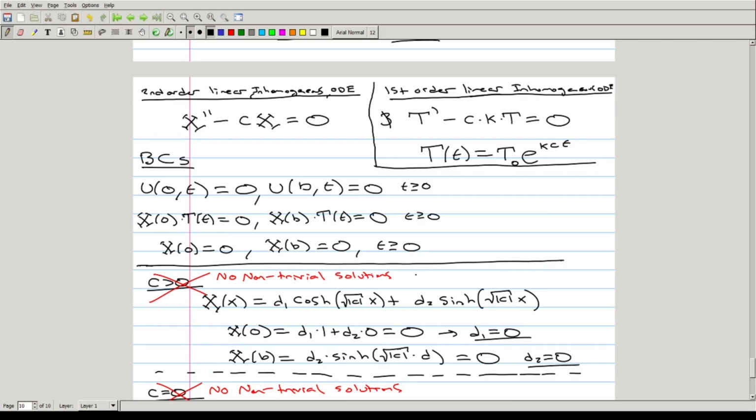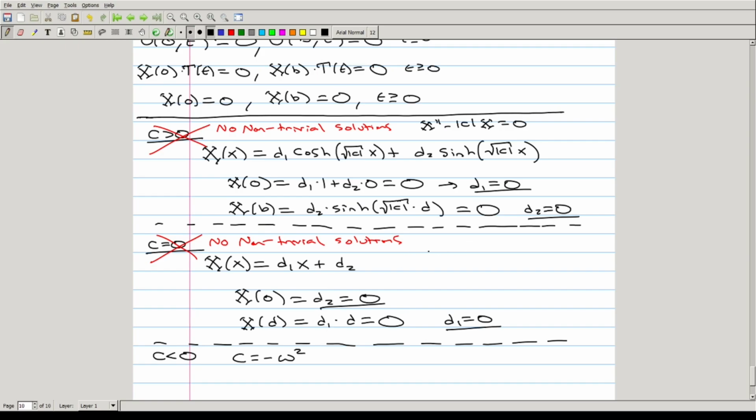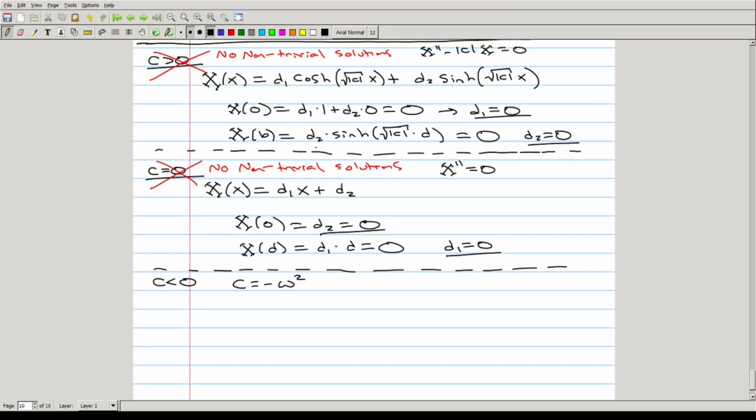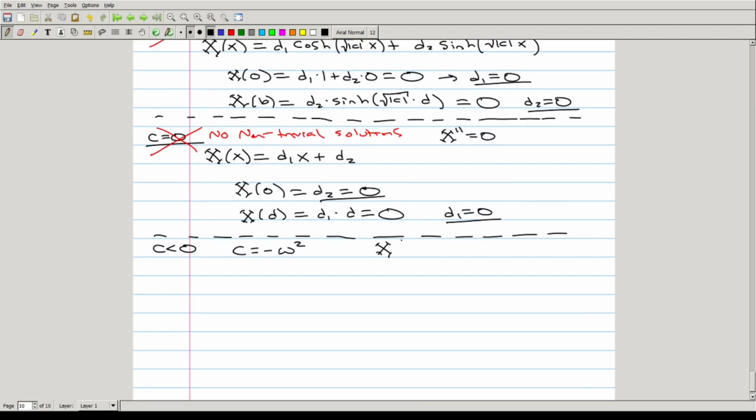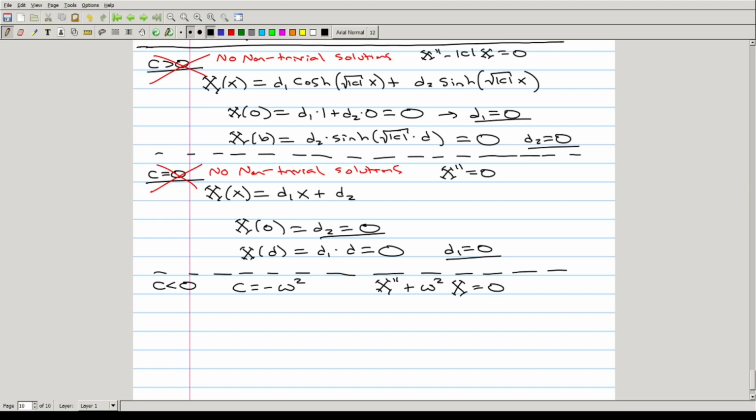So remember, in the case C positive, you get the differential equation X double prime minus absolute value of C times X equals 0. In the case of C equals 0, you get the differential equation X double prime is equal to 0, which is where this solution right here is coming from. And in the case of C negative, we have the differential equation X double prime plus omega squared times X is equal to 0. And I'll use omega squared up here as well, just to be specific.